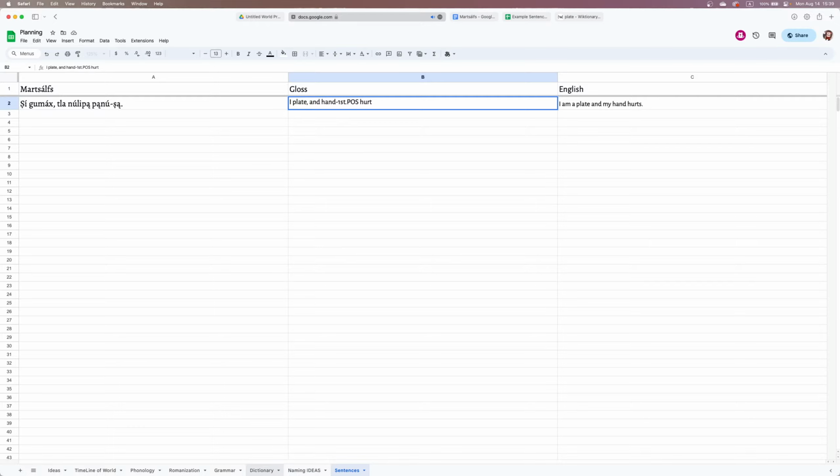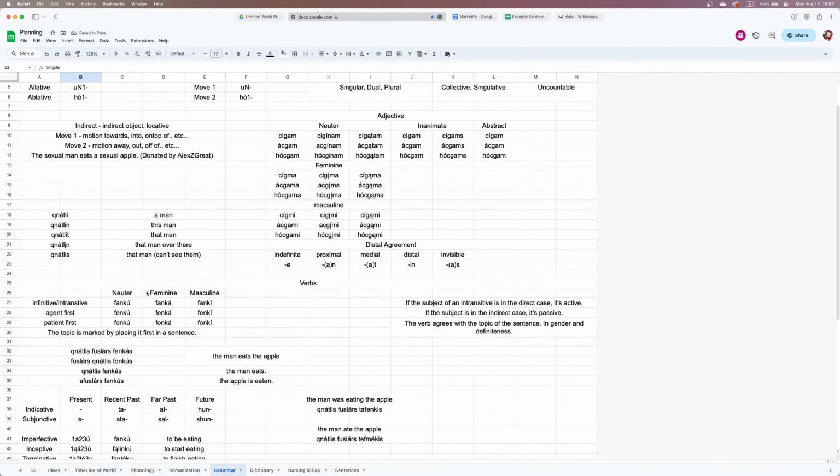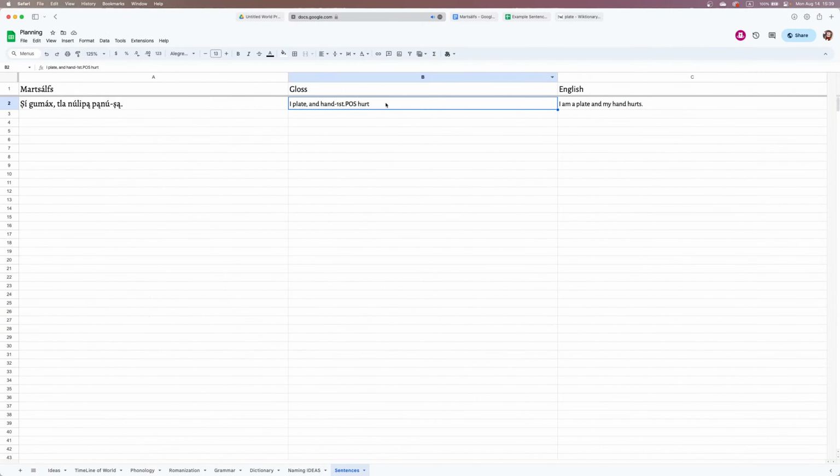Panu. And that is just literally the infinitive hurt plus first possessive. First person singular. There we go. And there we go. Took us only 40 minutes to get our first sentence.